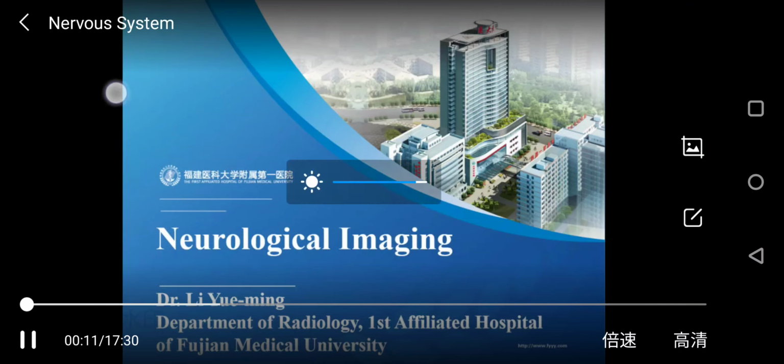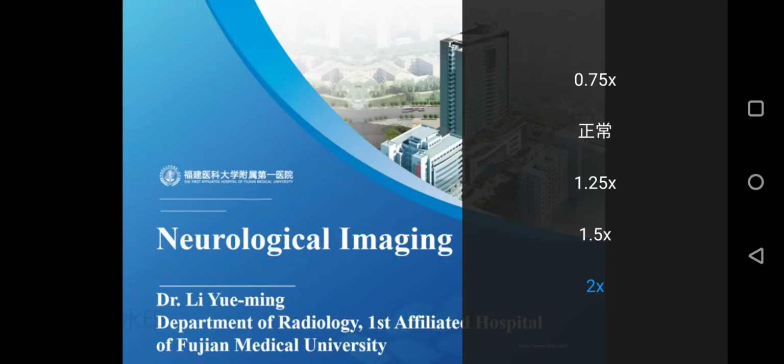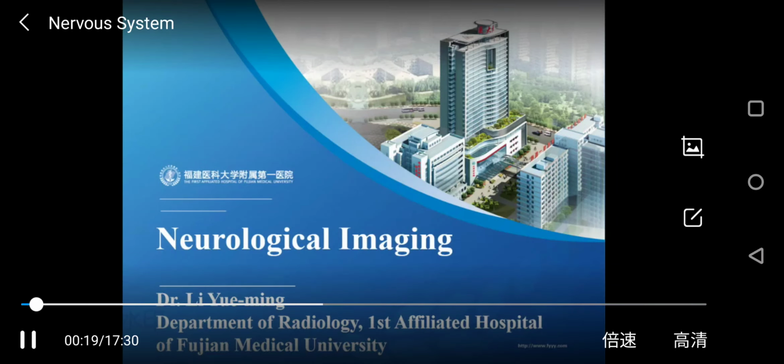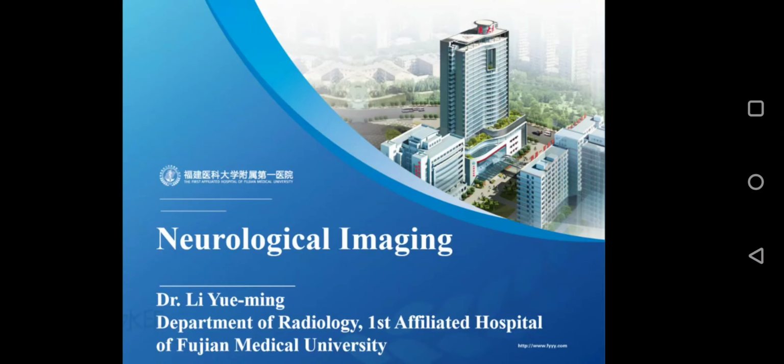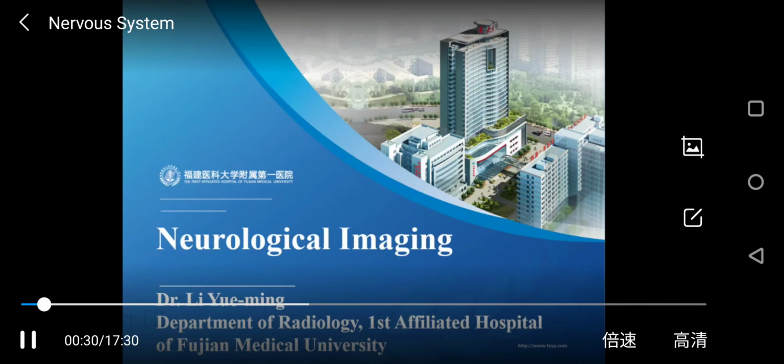Today we are going to talk about neurologic imaging. It will be divided into 5 parts, including ruptured aneurysms, hydrocephalus, cerebral atrophy, brain tumors, and multiple sclerosis. First, let's talk about ruptured aneurysms.